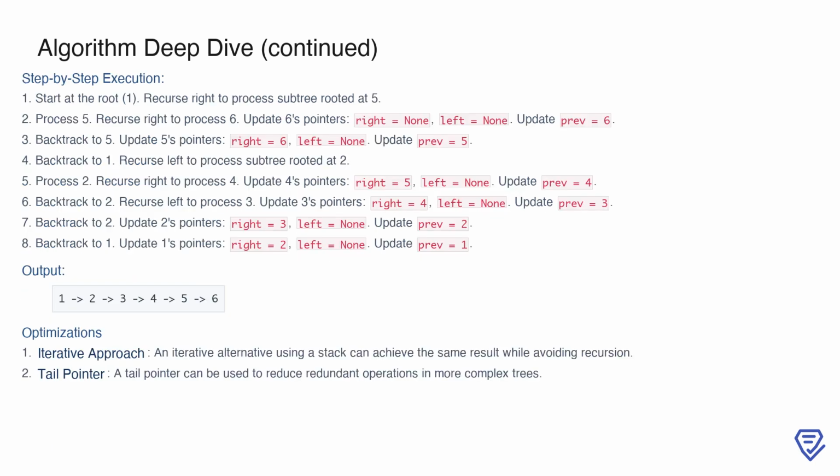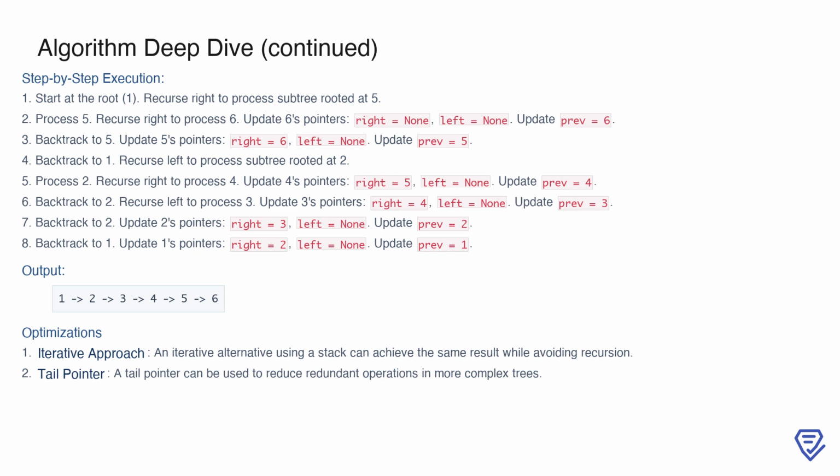We start with the input binary tree where the root is 1, with left and right subtrees. First, we process the right subtree rooted at 5. From there, we move to the right child, 6. Since 6 has no children, we update its pointers, both right and left are set to null, and previous is updated to 6. Back at node 5, we update its right pointer to 6 and set its left pointer to null. Now, previous is updated to 5.